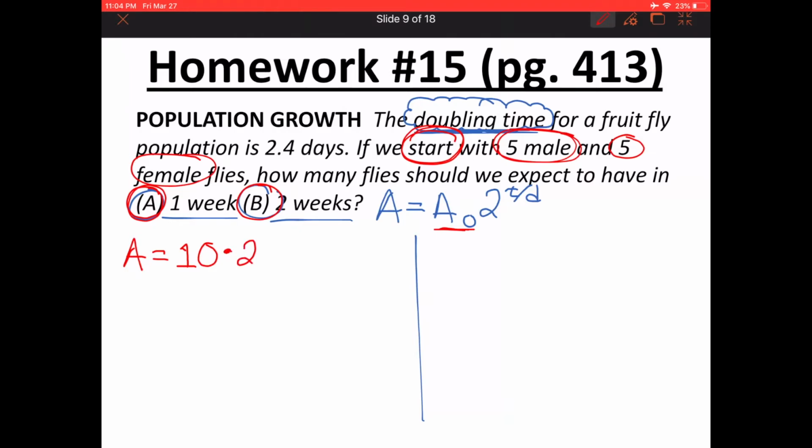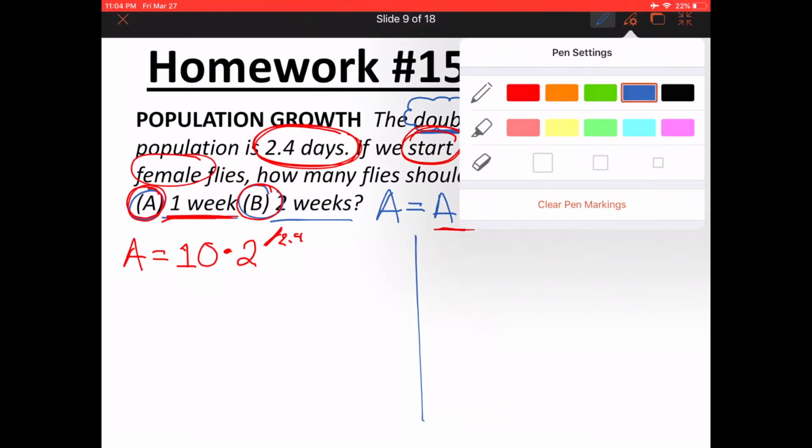Then I'm going to multiply by 2. T represents the time that has passed. I'm being told that 1 week has passed, but we'll come back to that in a moment. I'm going to leave t blank for now because I want to focus on d. D is the time that it takes for this population to double. And what does my problem say? The doubling time is 2.4 days. So for d, I'm going to put my doubling time of 2.4 days.